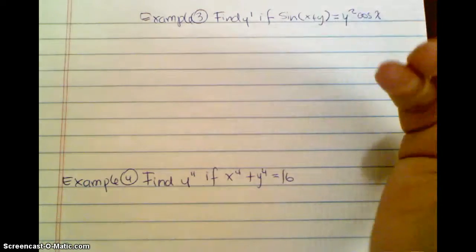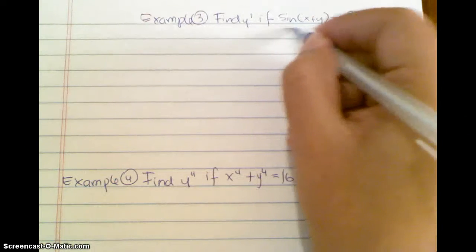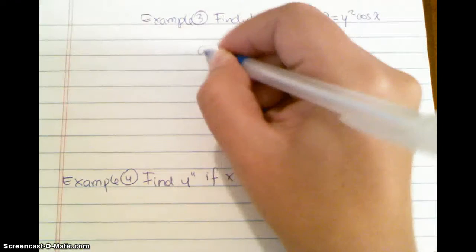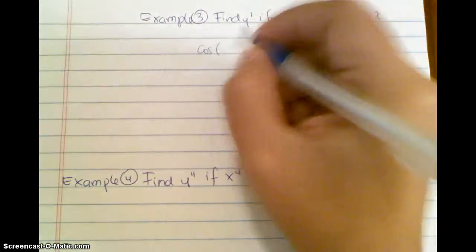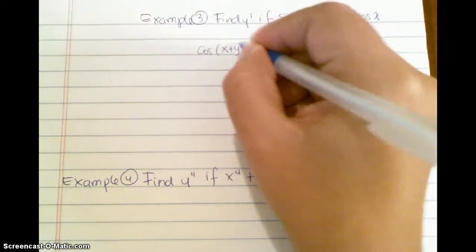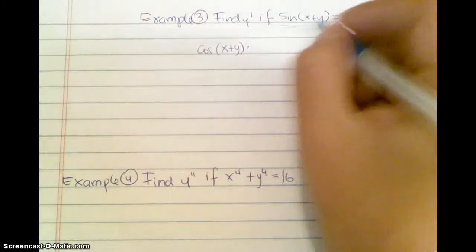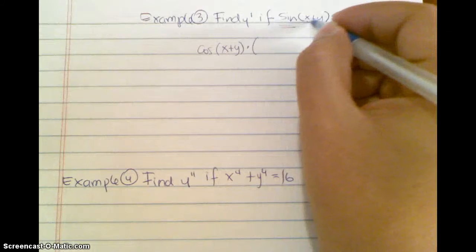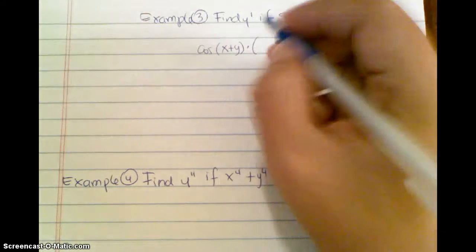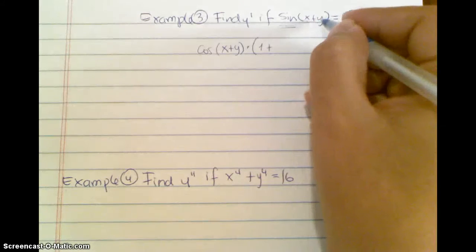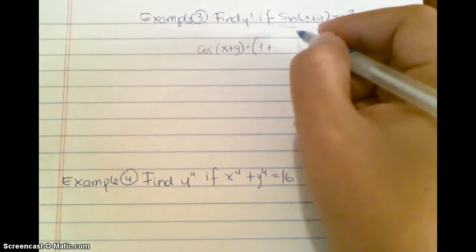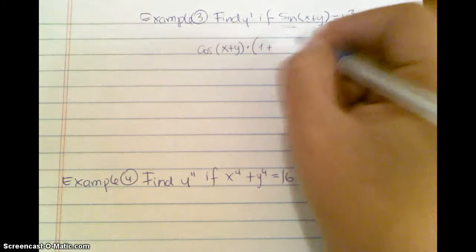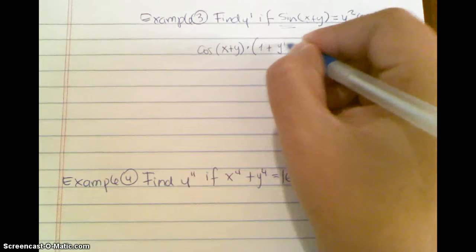So I'm finding y prime. Derivative of the outer function will be cosine evaluated at the inner function times the derivative of the inner function. Now the inner function is a sum, so derivative of x will be 1, and then derivative of y will be also 1 times the derivative of y in respect to x, which is y prime.